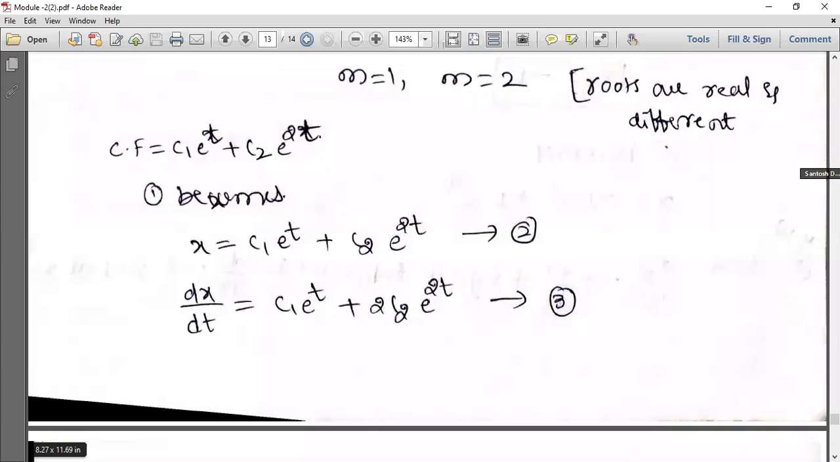Hello, Yashwant Shinde, please mute yourself. In tomorrow's class, we will see how to write the particular integral.